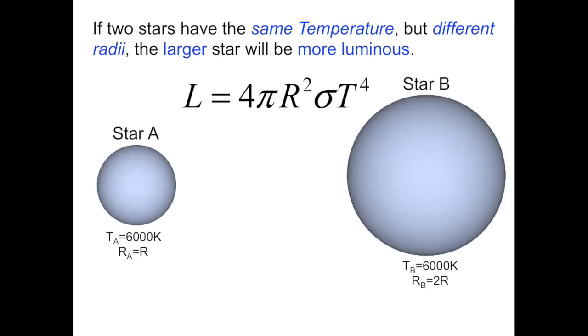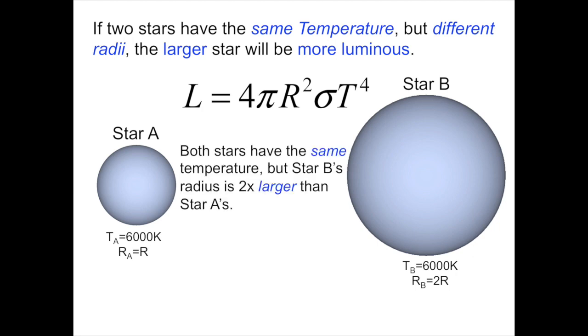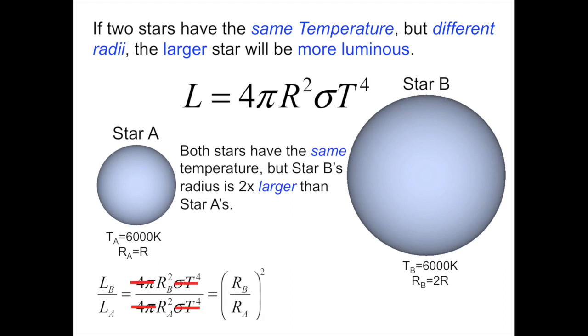As you'll recall, if we have two stars, A and B, both of which have 6,000 degree Kelvin temperature on their photospheres, but star B is 2 times larger than star A, then we know through the luminosity radius temperature relationship that the ratio of their luminosities should scale like their radius and temperatures, radius squared and temperature to the 4th power. Because these two stars have the same temperature, the 4 pi and the temperatures cancel, and the luminosity of two stars of the same temperature will scale like the ratio of their radii squared.